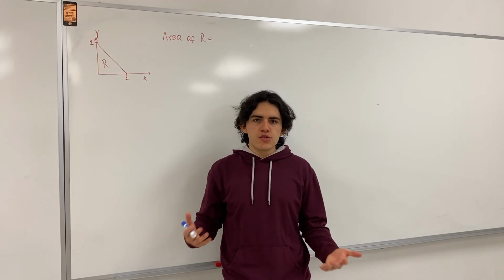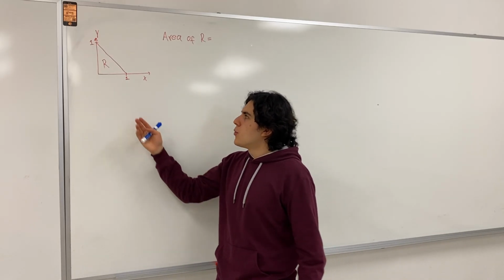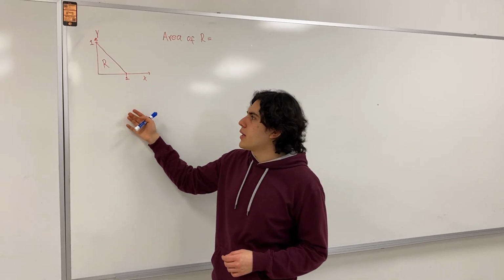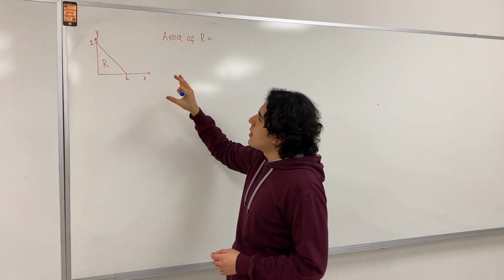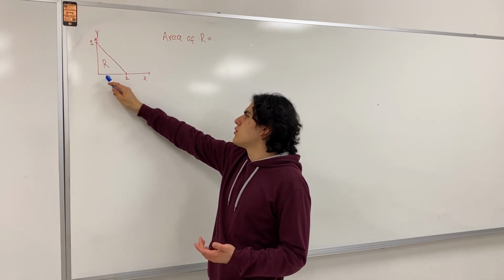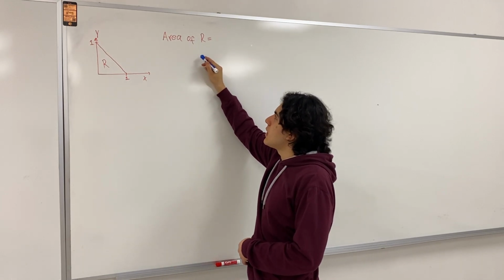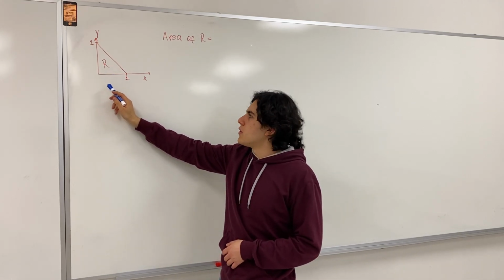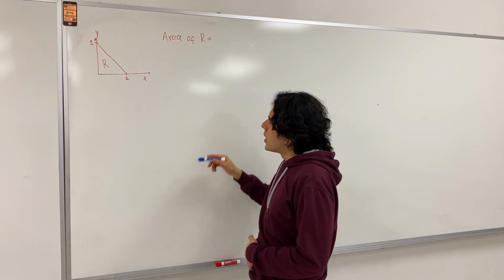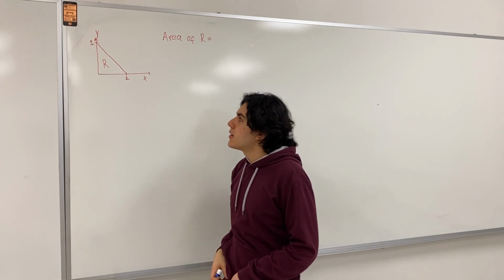Hello everyone, today I want to show you how you can solve this problem up here. We have a triangle, an isosceles triangle, which has two equal sides. It is inscribed at the origin of the xy plane, and we want to find the area of the region it encloses with the x and y axes. We're calling that region R.